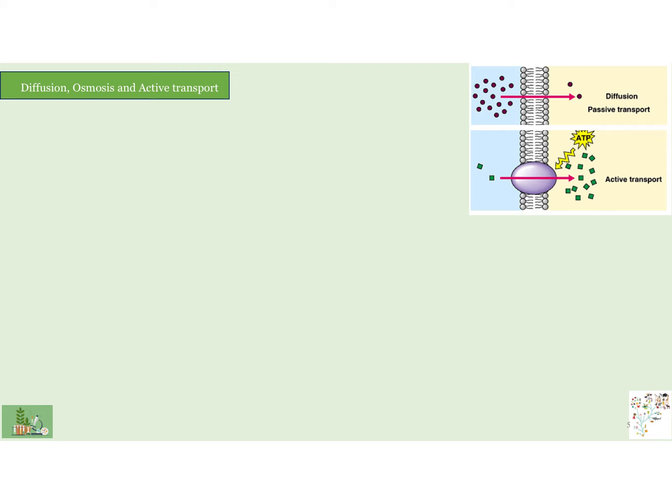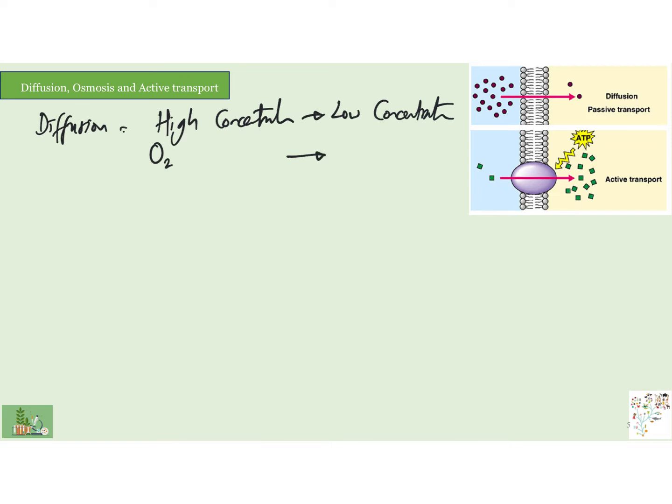Okay, so let's focus in a bit more detail on the 3 different types. In simplified terms, diffusion is the movement from a high concentration to a low concentration. It could be anything. So the most common example, as I said, might be the movement of oxygen from a high concentration outside, inside your alveoli, to then a low concentration inside the blood.